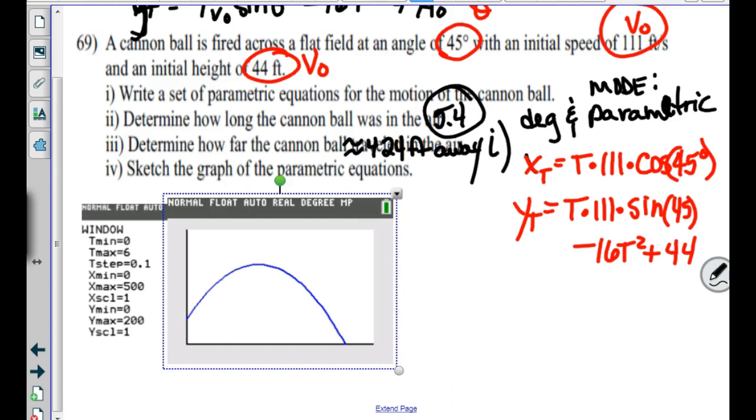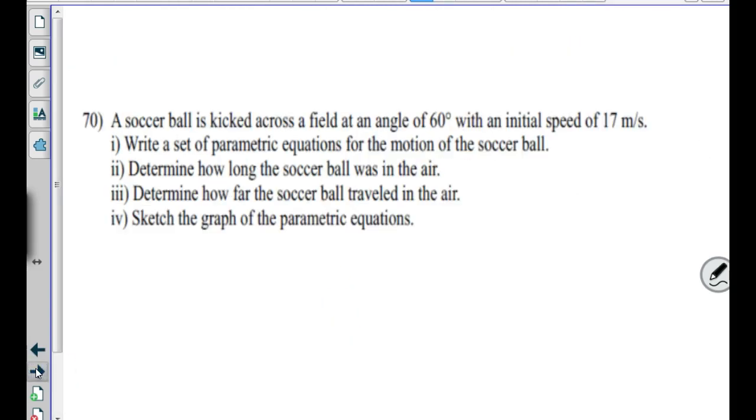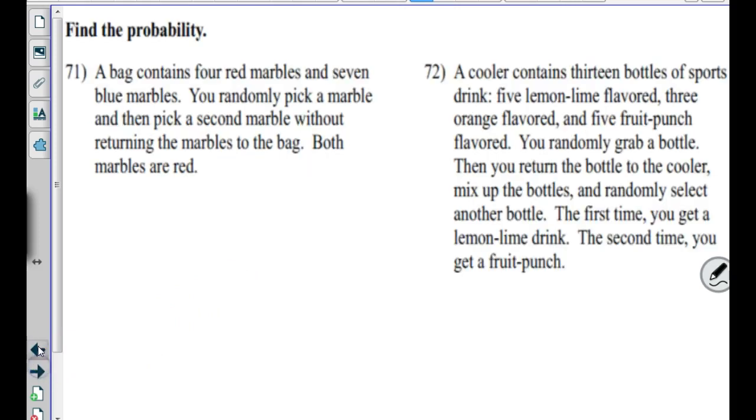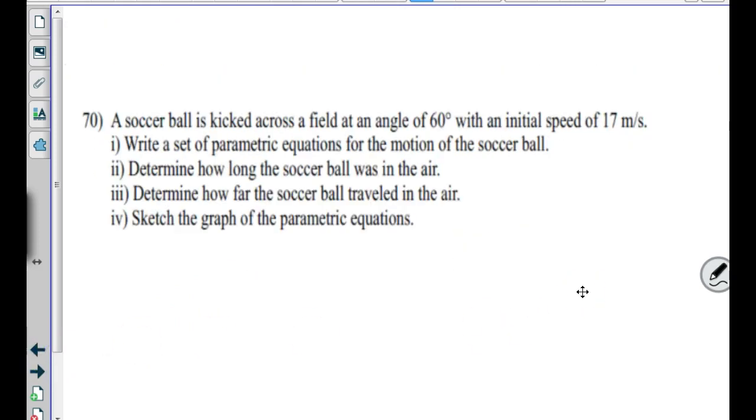Questions? Do we need to do the other one? This one's probably going to have a much smaller window because it's only started out at 17. It's kicked from the ground. Didn't you do that one or no? Yes? Okay, what would the equations be?